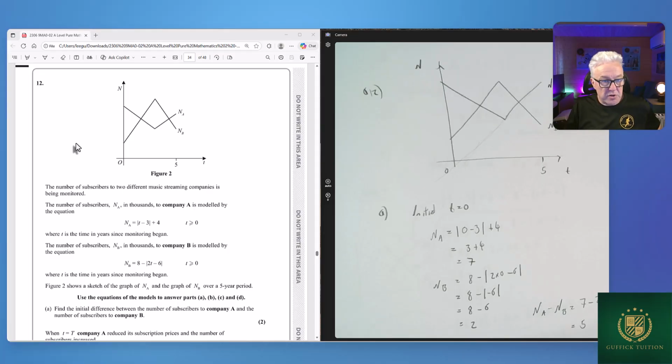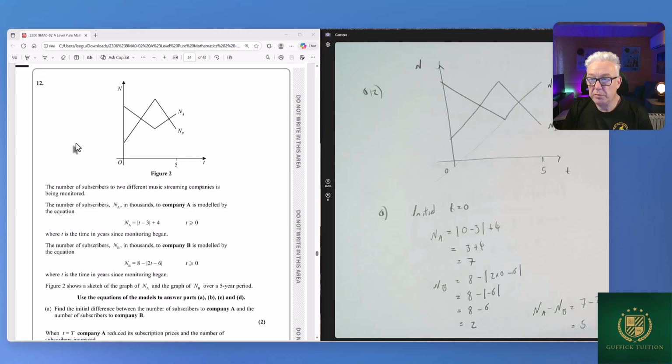So it says the number of subscribers of two different music streaming companies is being monitored. The number of subscribers NA, in thousands, to company A is modelled by the equation given there, where t is the time in years since monitoring began. The number of subscribers NB, in thousands, to company B is modelled by that equation, where t is time in years since the monitoring began. Figure 2 shows a sketch of the graph of NA and the graph of NB over a 5-year period. Use the equations of the models to answer parts A, B, C and D. Find the initial difference between the number of subscribers for company A and the number of subscribers for company B.